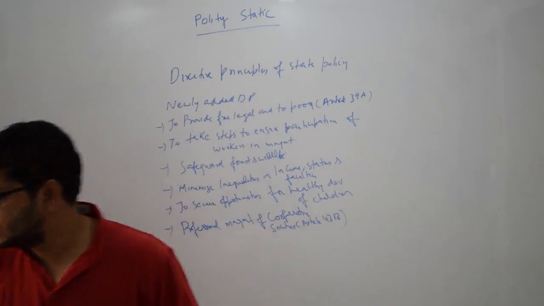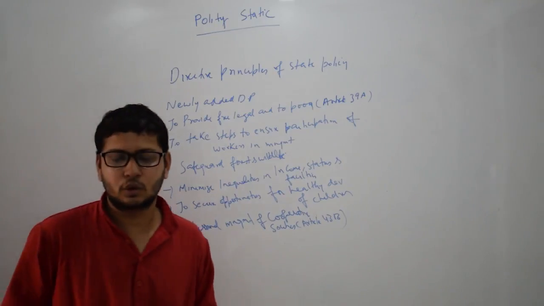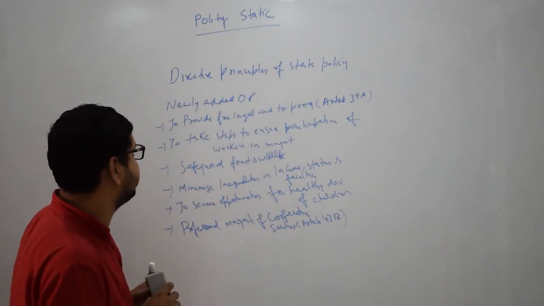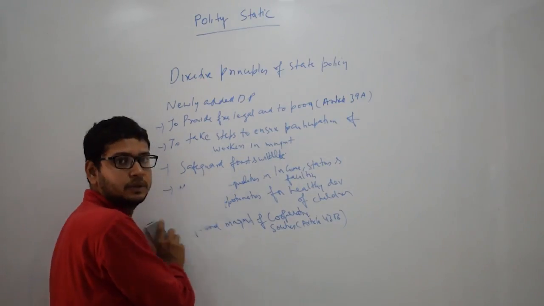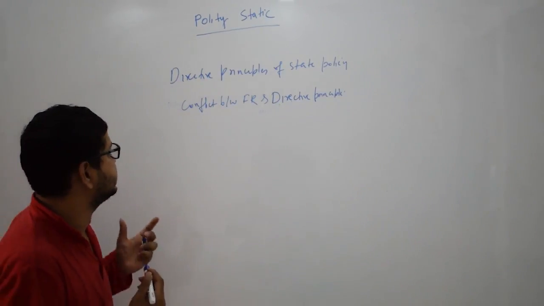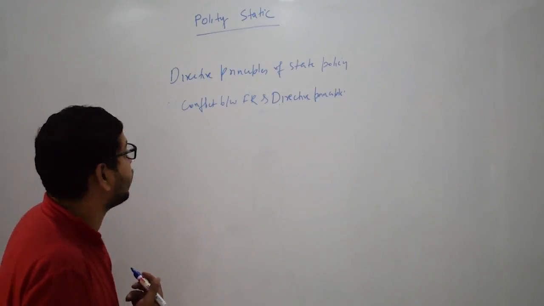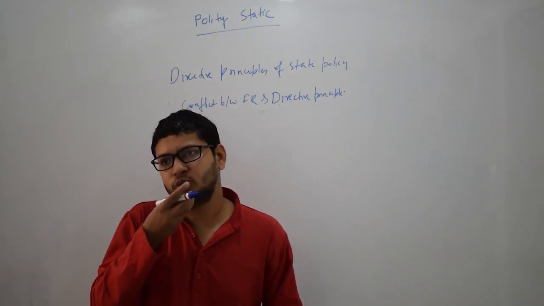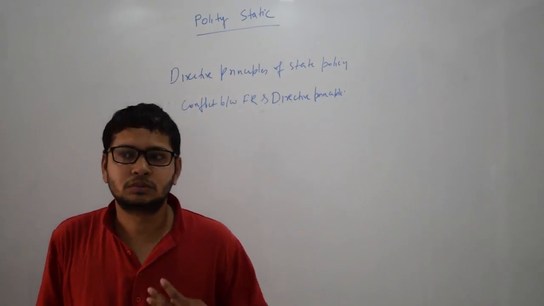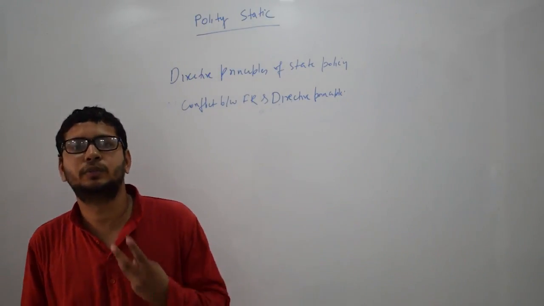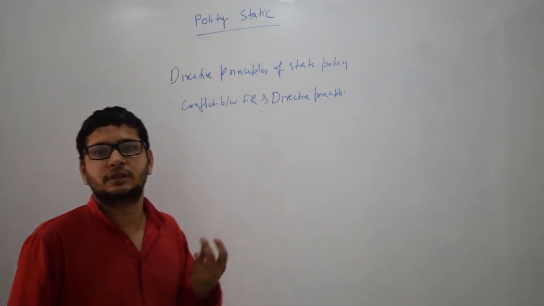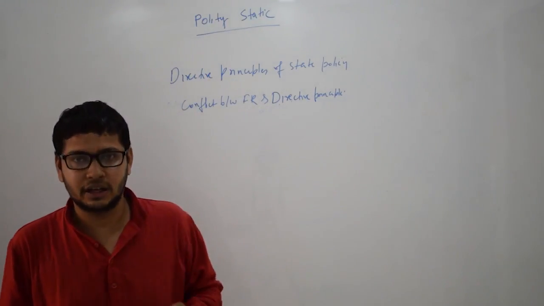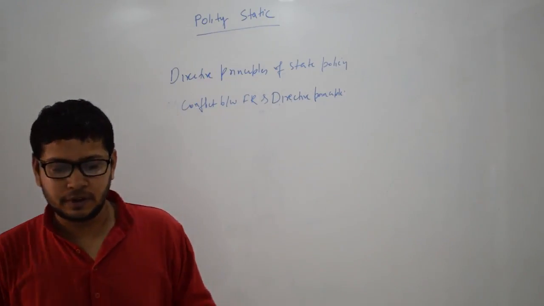I'll deal with the next important part of this chapter, which is the conflict between fundamental rights and directive principles. This is a very important part of the chapter, and you need to remember the current stand of the Supreme Court on directive principles: whether directive principles are more supreme over fundamental rights, or fundamental rights are more supreme over directive principles.